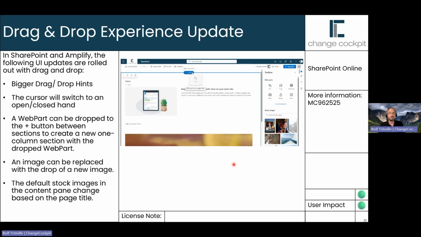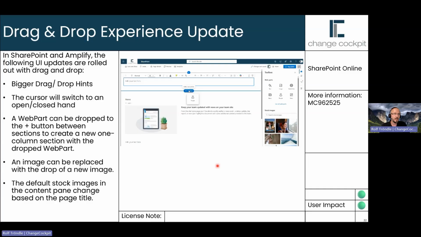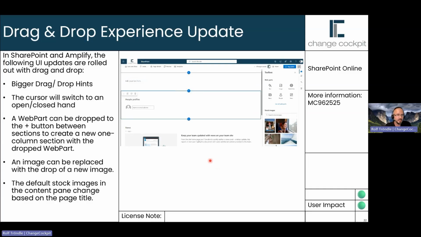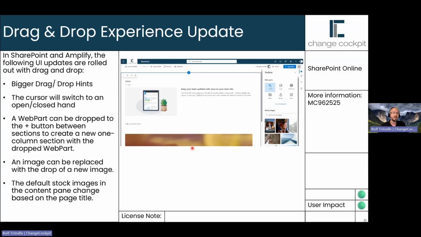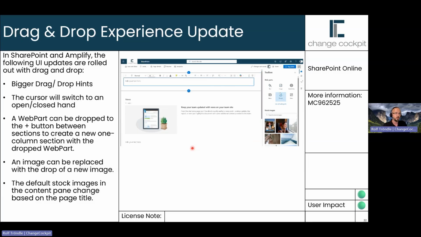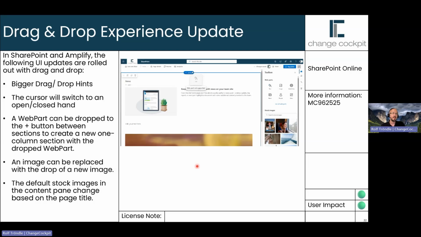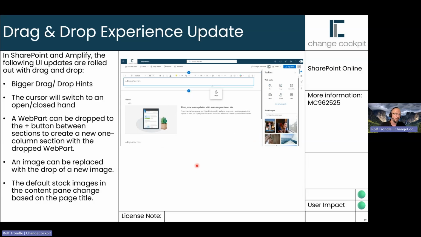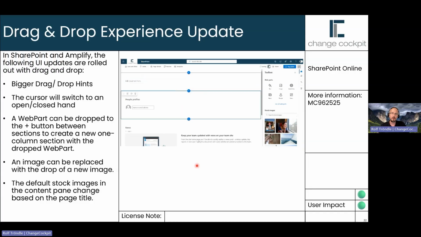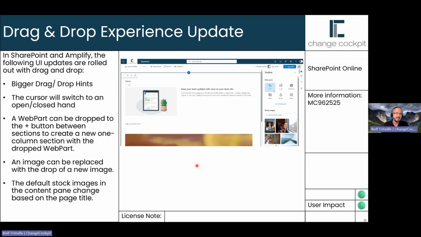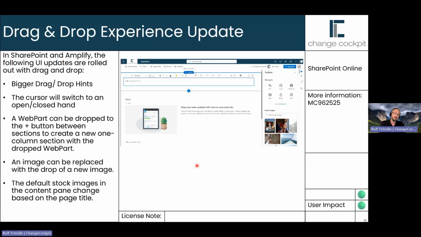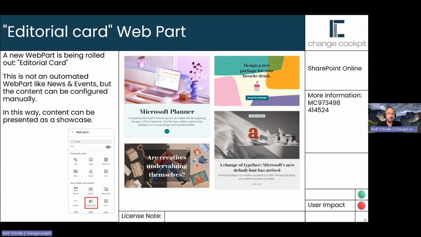Then you will also get the updated drag and drop experience. Till now, you created a column or a section in SharePoint Online, and then you added the respective web part to this section. Now you can just move the web part to a plus sign, and the new section will be created by default. It will be a one-column section, and the web part will be dropped in there. So that's way easier than first creating the section and then adding the web part. Editorial card web part is a new web part, and this web part is not an automated web part.